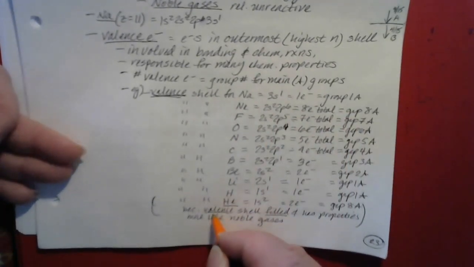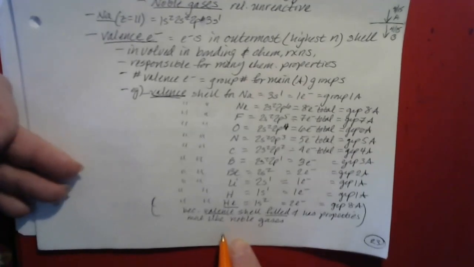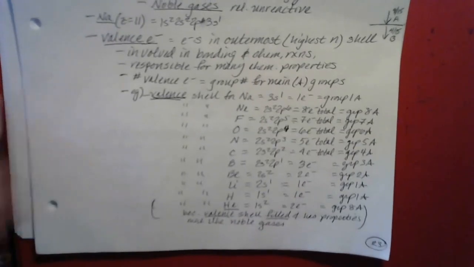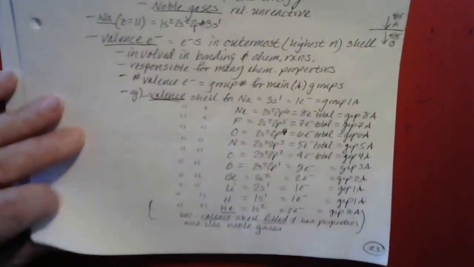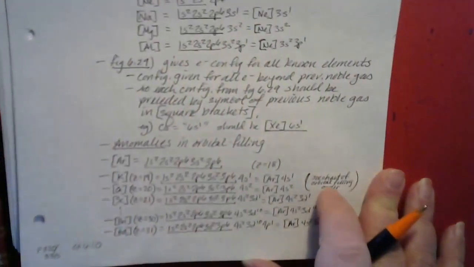And so helium is a bit of an anomaly. It's in group 8 because it acts like it's in group 8, even though it really only has 2 valence electrons. So that's something that we have to keep in mind.